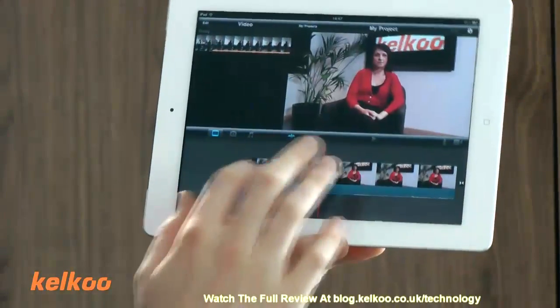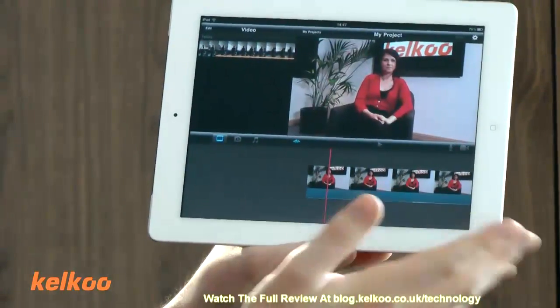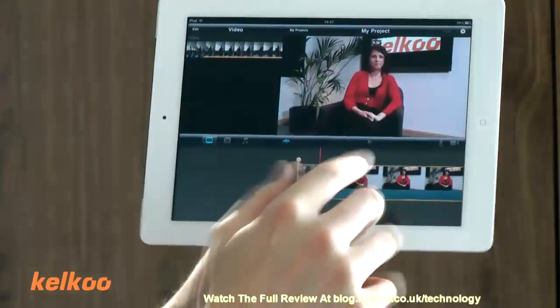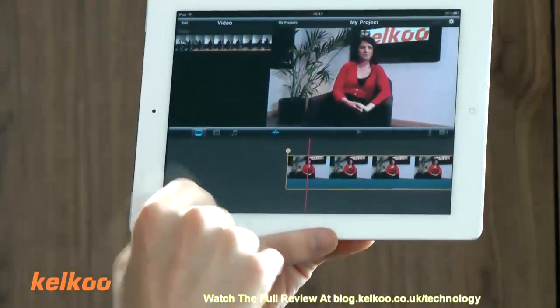So, what does it do? Again, it's fairly basic. There's nothing really that this does that is worlds apart from Real Director. And in fact, I think some of the editing is a bit more fiddly and a bit of a faff compared to the other one.